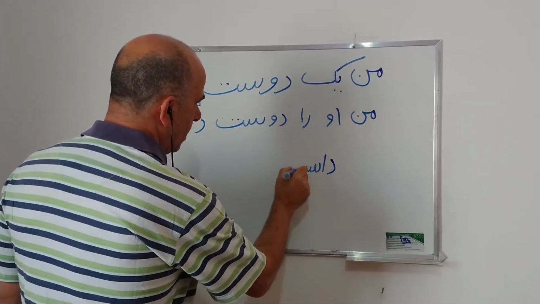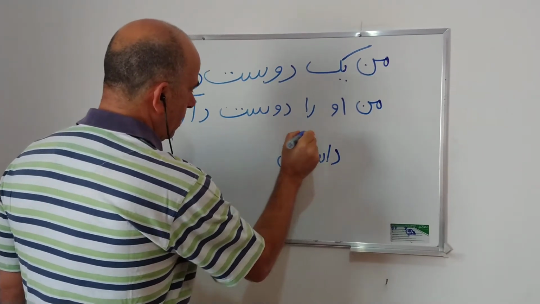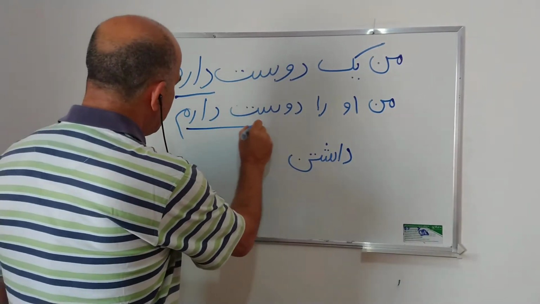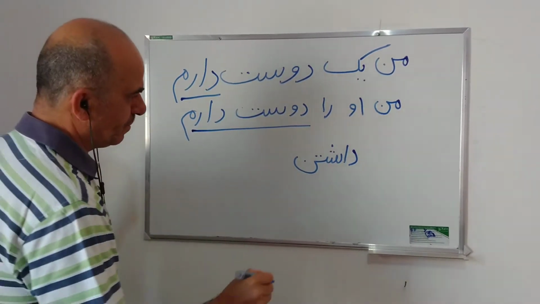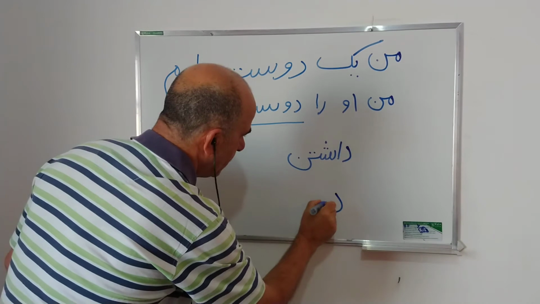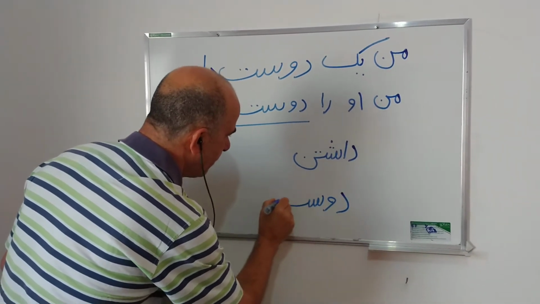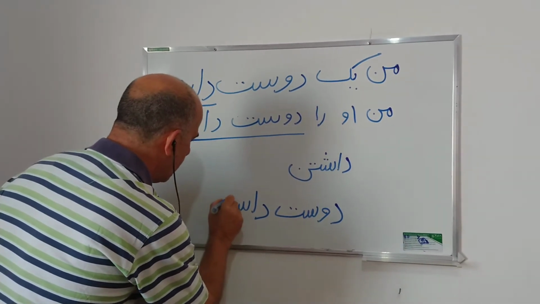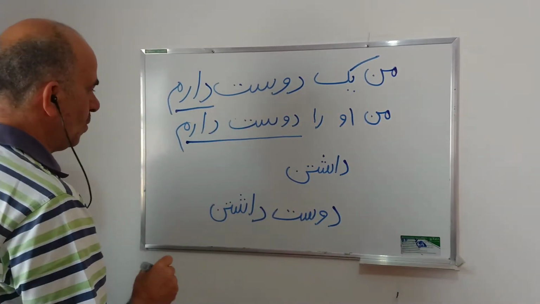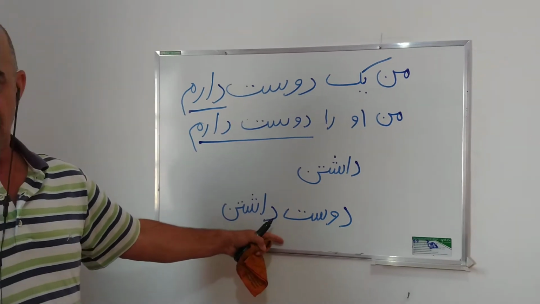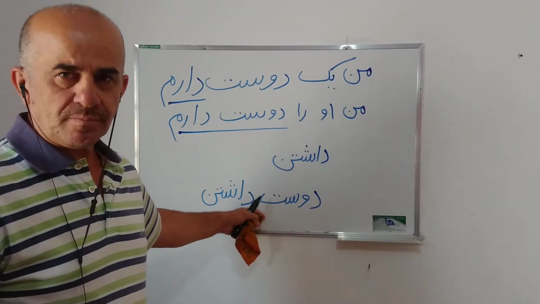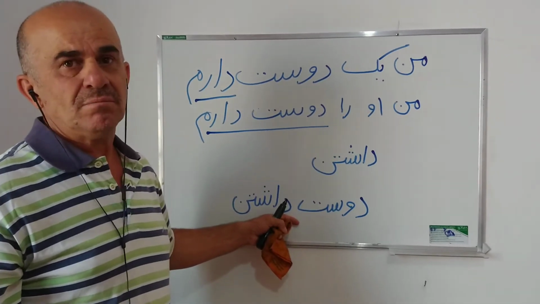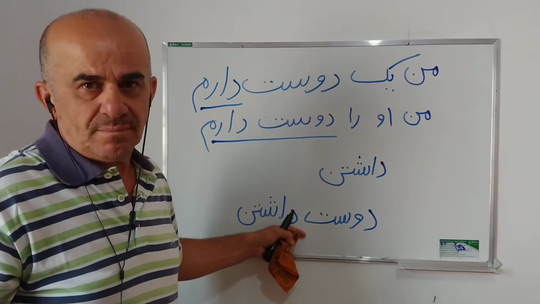But in the second part, the verb is دوست داشتن. In the second sentence, the verb is دوست داشتن, which is to like or to love. How do we know whether it's to like or to love? It depends on the way you say it.